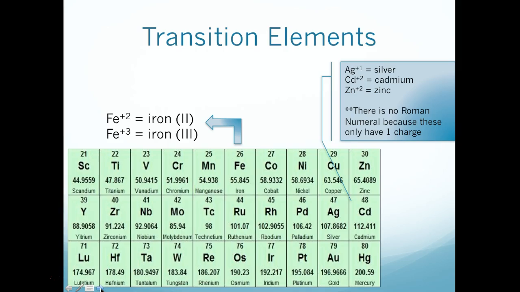So again, in your notes, what I'd like you to do is write down Ag plus 1 is silver, Cd plus 2 is cadmium, and Zn plus 2 is zinc. And those are the names. Notice we don't have a Roman numeral after the name. We just give it the name of the element because there are no options here. These elements always have the charge that's indicated. There is no other charge that they can have. So once you've written these down, you can resume the video and move on.